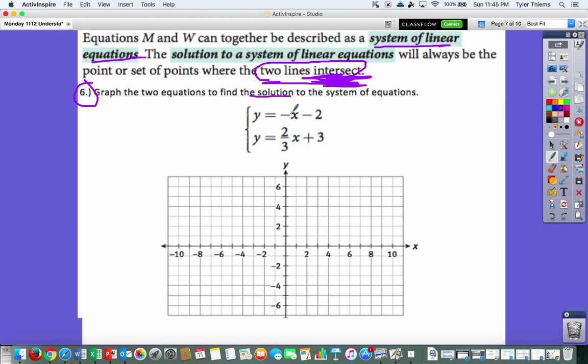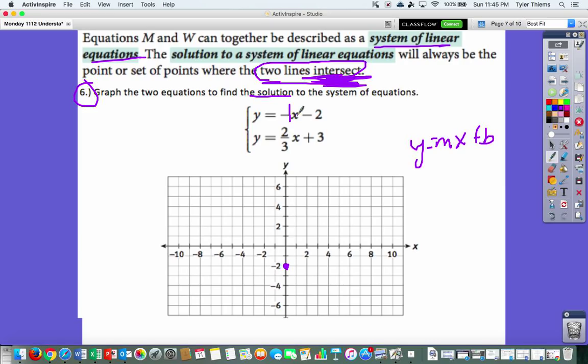But for number 6, notice we have y is equal to negative x minus 2. So really this is like negative 1x minus 2. Again, keep in mind, y is equal to mx plus b. If we have our slope and we have our y-intercept, then we can graph this line. So starting with b, our b in this case is negative 2. So our y-intercept is going to be right here at negative 2.